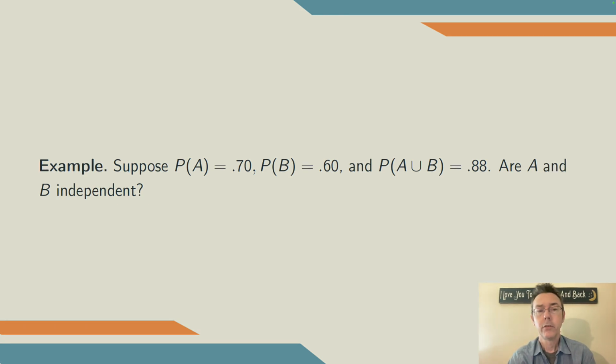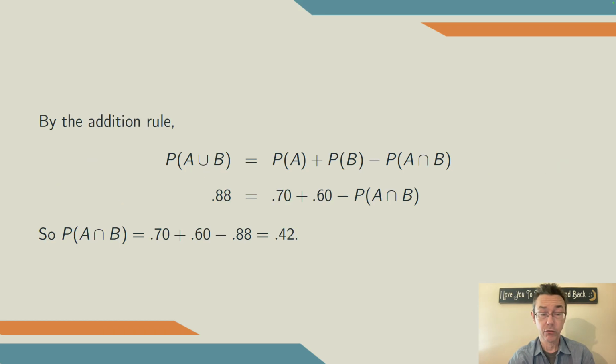Next example. Suppose the probability of A is 0.7, the probability of B is 0.6, and the probability of A union B, that is to say the probability of A or B, is 0.88. Are A and B independent? So we're going to apply the addition rule to the probability of A union B. That says that that probability is equal to probability of A plus the probability of B minus the probability of A intersection B. Plugging in the things we know and then doing a little bit of arithmetic, we find that the probability of A intersect B, A and B, is 0.42.